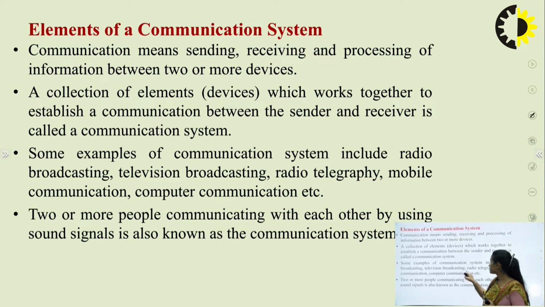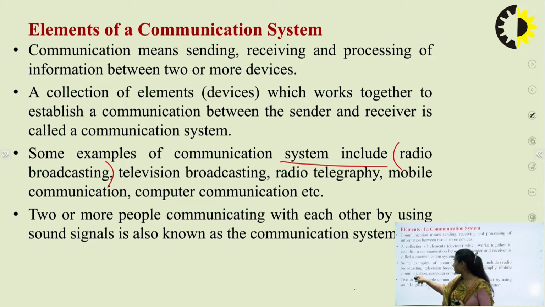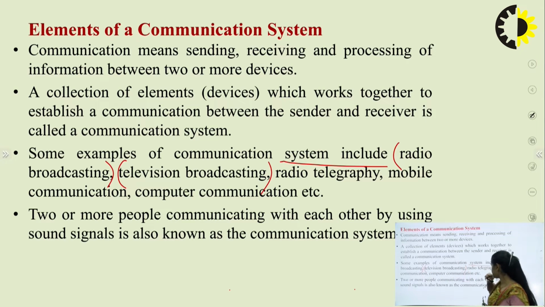Some examples of communication systems include radio broadcasting. This is a complete system, right? Television broadcasting, radio telegraphy, mobile communication, computer communication. These are examples of a complete communication system. And if we want to study the basic blocks within it, that will be on the next slide, right?